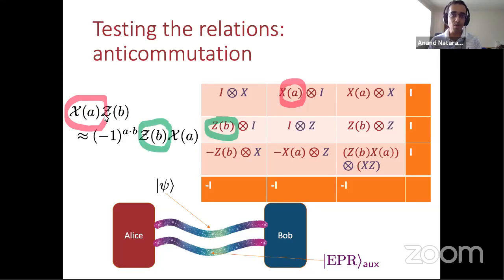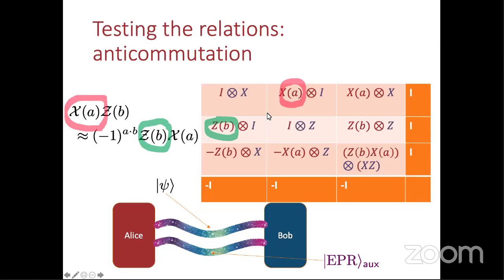We'll play the magic square game, and then we'll identify cell number 2 with this X of A observable, and cell number 4 with this Z of B observable. Then success in the magic square game certifies that these two observables anti-commute. So we'll specify an A and a B for them, and tell them to play the magic square using these two observables, and if they succeed, that certifies the anti-commutation relation.